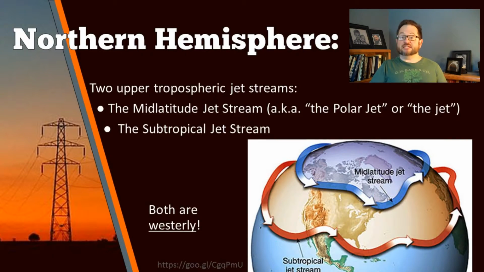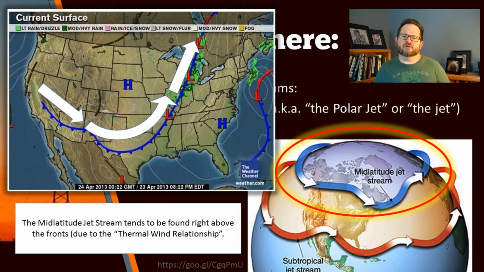So a westerly wind means that they are from the west. If we focus for a little bit on the mid-latitude jet stream, one of them, which I have circled there kind of in red, one of the most important things to know about the mid-latitude jet stream is that it tends to be found more or less right on top of fronts.